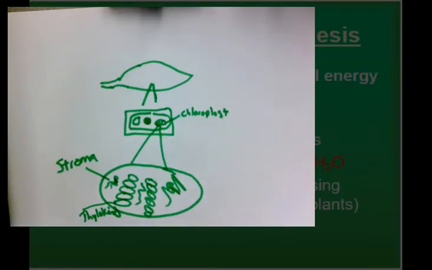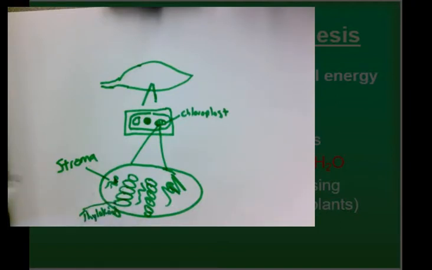One's going to be called the light reaction or light dependent reaction. The other one's going to be called the dark reaction or the light independent reaction. It's also called the Calvin cycle, which is what we're going to take a look at. But this is where these things are going to occur.